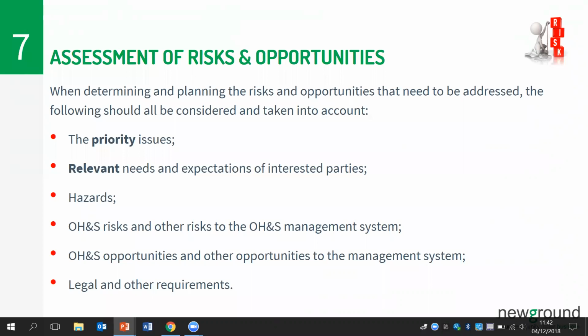What the standard requires you to do is establish which risks and opportunities should be your priority, and it is those risks and opportunities which should be documented.